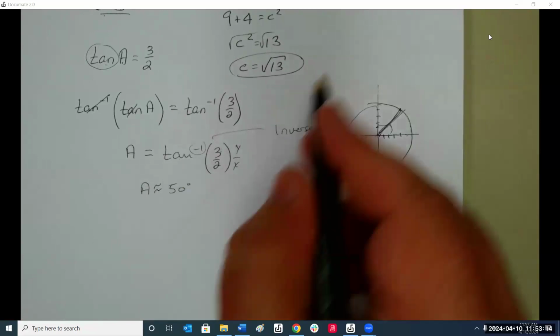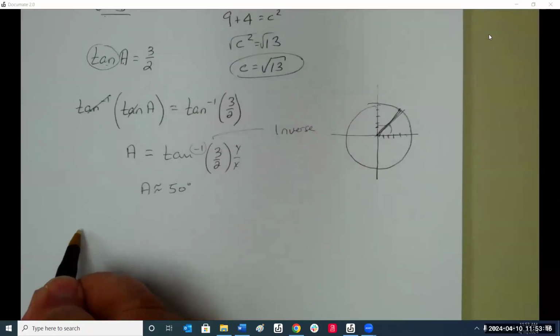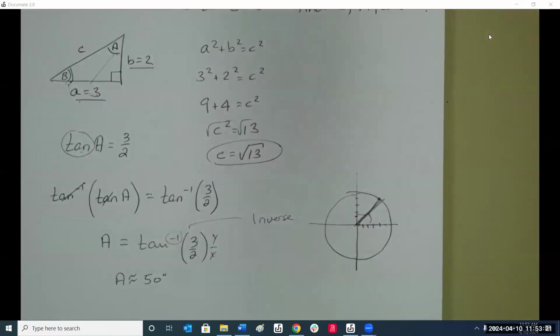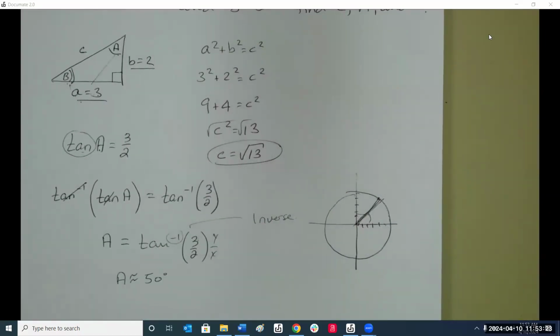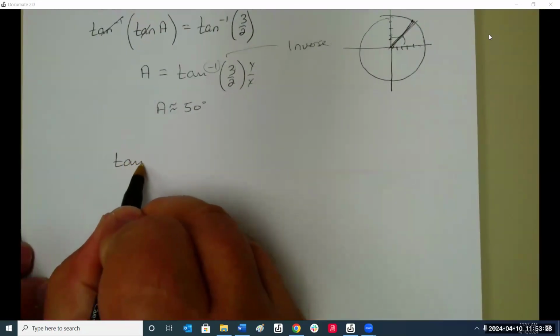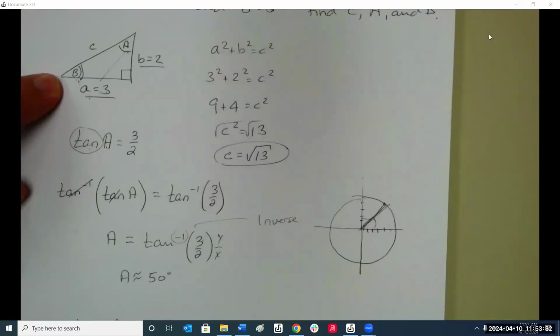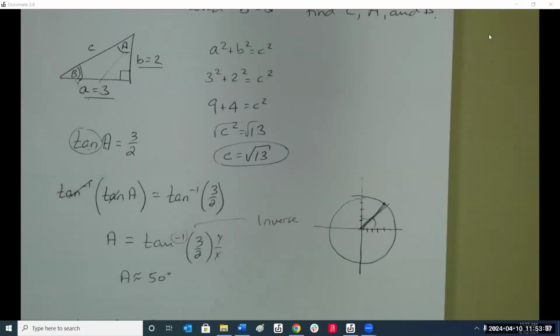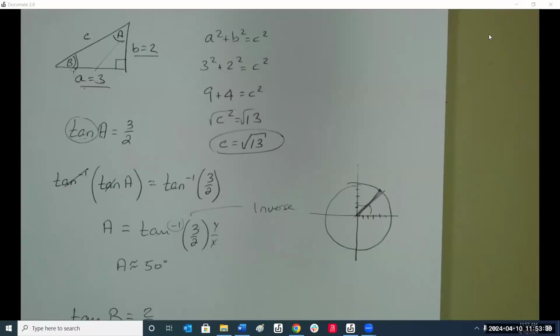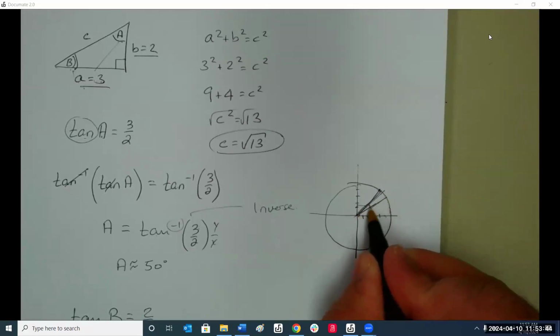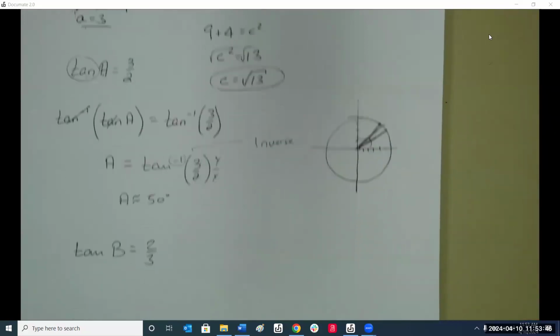How about figuring out B? Which one can we use here? Can we use tangent again? Tangent of B, opposite over adjacent. Which you go up 2/3, which is just a little bit lower. It's lower than the 45-degree angle.